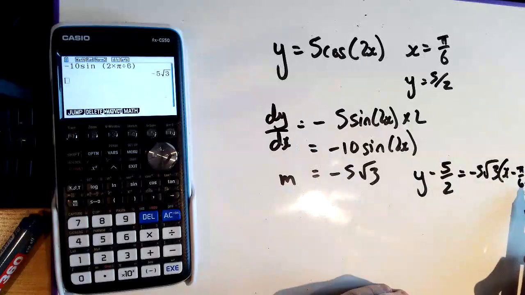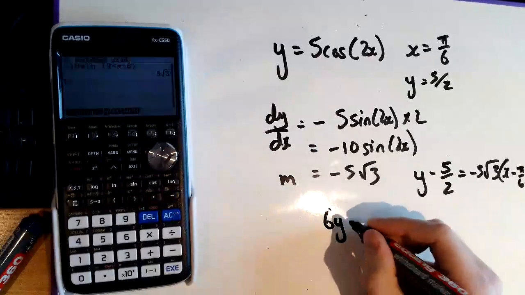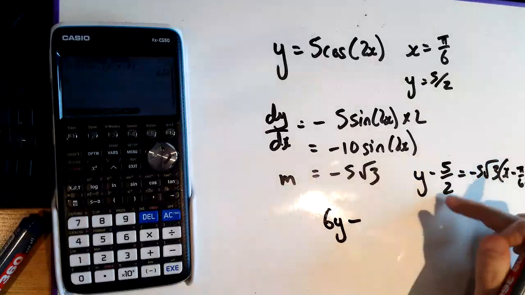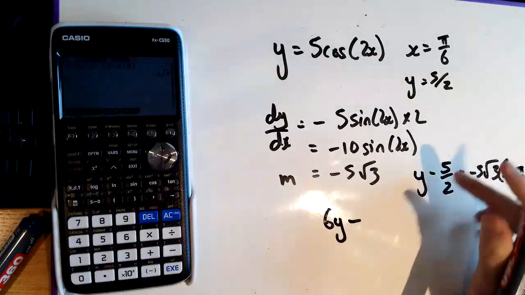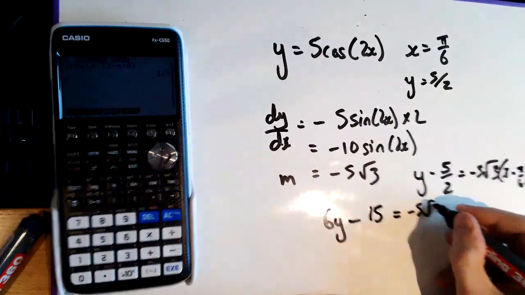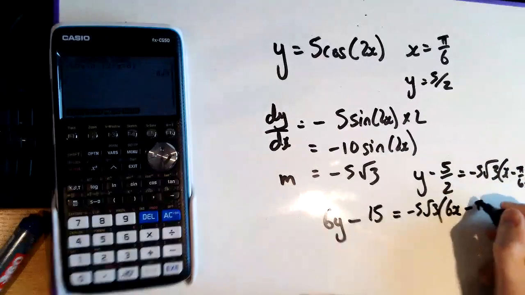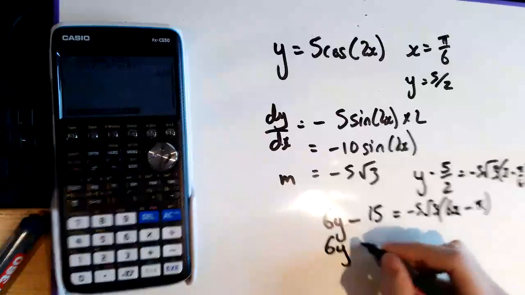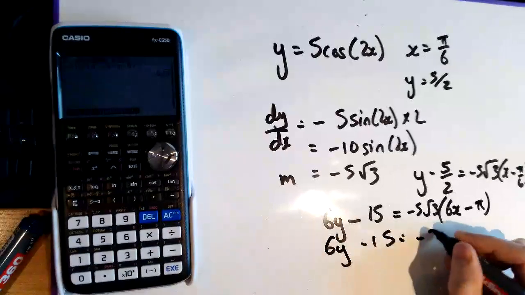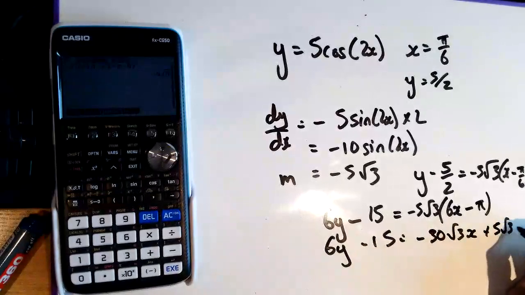Okay, so to get rid of that 6 in the bottom, I'm going to times both sides by 6. So on this side, I will get 6y, take away, when I times this fraction by 6, the 6 and the 2 will make 3. 3 times 5 is 15. When I times this by 6, I can straight away take them inside the bracket. So I get 6x. And when I times 6 into 6, they cancel out, so I just get minus pi. Then expand it. So minus 30 root 3x plus 5 root 3 pi.